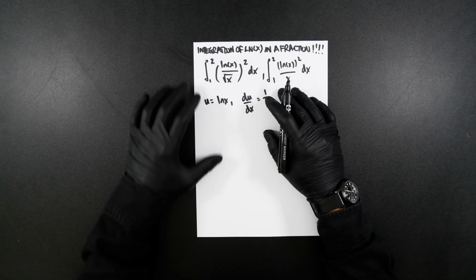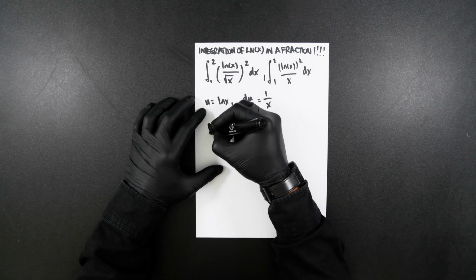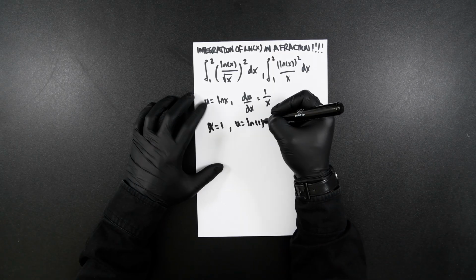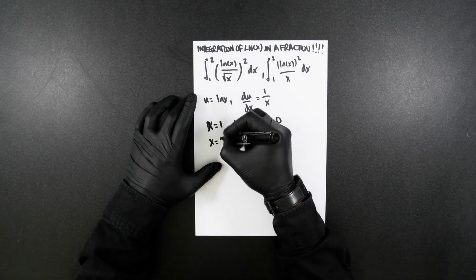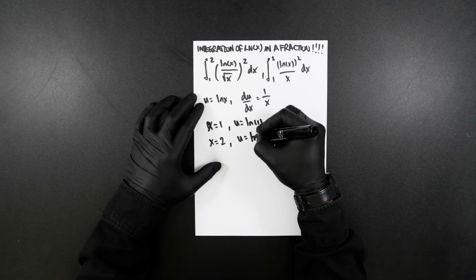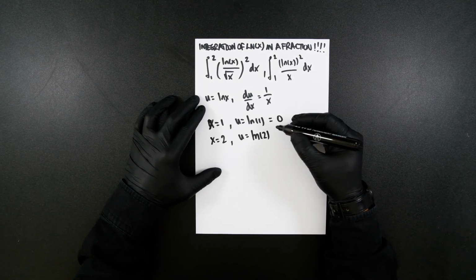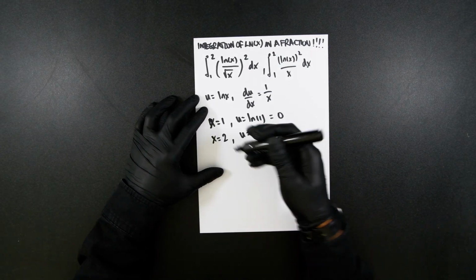So we've been given 1 and 2. So when x is 1, u equals ln 1, because I've subbed it in here. Ln 1 is 0. When x is 2, u equals ln 2, which is just ln 2. So we've got these new parameters that we can now slap in because we've now subbed for u.